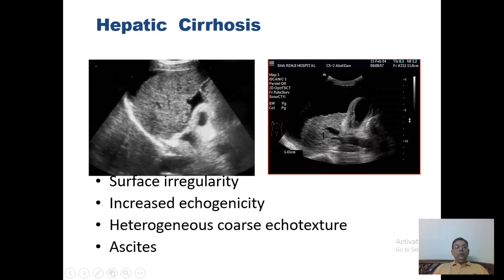So, as we all know, hepatic cirrhosis is one of the commonest conditions that you would encounter in your medical professional career. So, what would it look like in an ultrasound? In an ultrasound, it would look like there is surface irregularity, there is increased echogenicity, there is heterogeneous coarse echotexture, and then there is ascites. This black is fluid. It is fluid along the liver. And if this is the probe and this is the viscera, you can see this whole area is filled up with fluid, which is ascites.